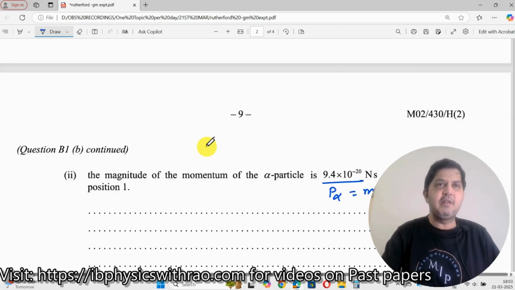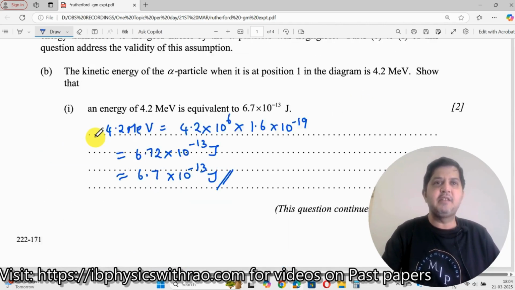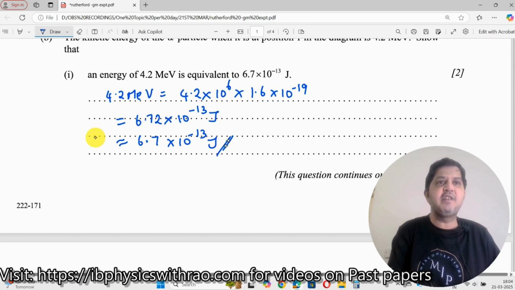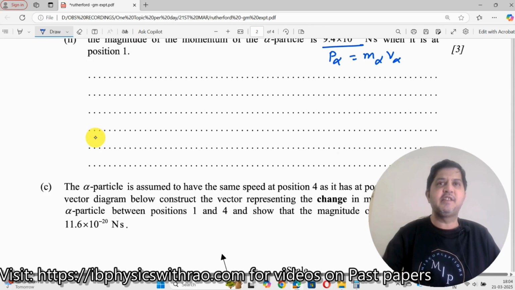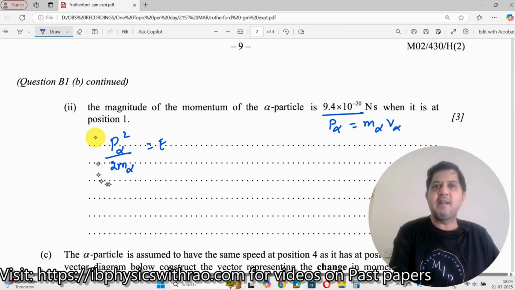Okay. So do we know the mass of the alpha particle? The mass of the alpha particle is given to you here. What is the velocity of the alpha particle? That is not known. But the energy of it is known, right? So what we will do is relate P alpha squared divided by 2m alpha to the energy. Half mv squared can be written as P squared by 2m. I hope you know this one.